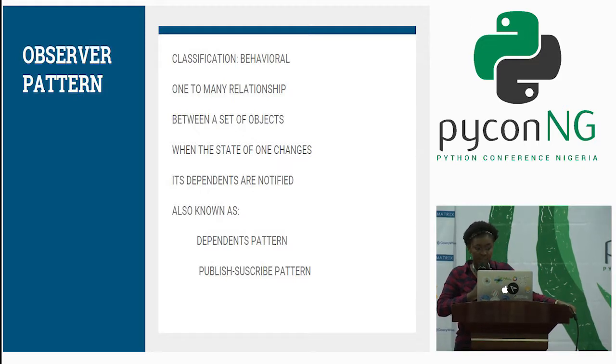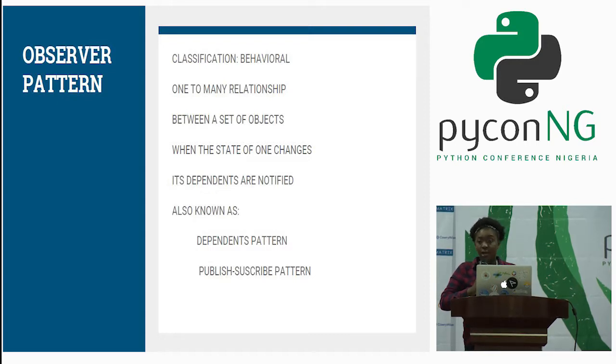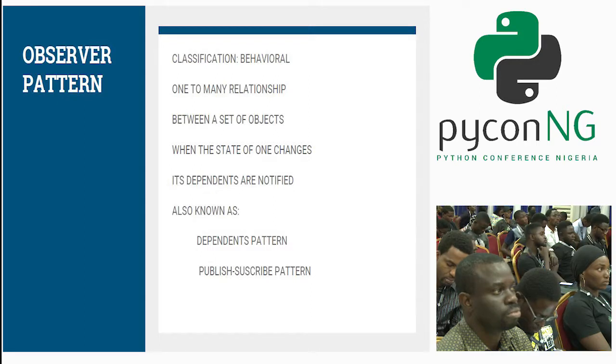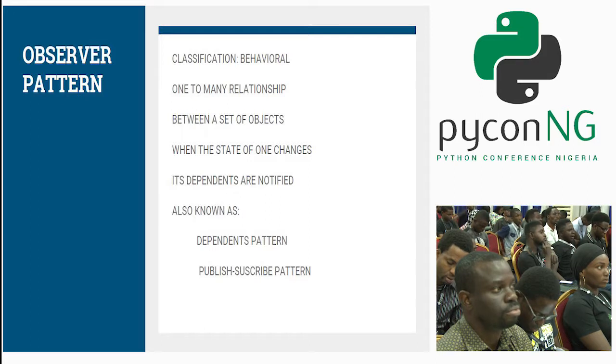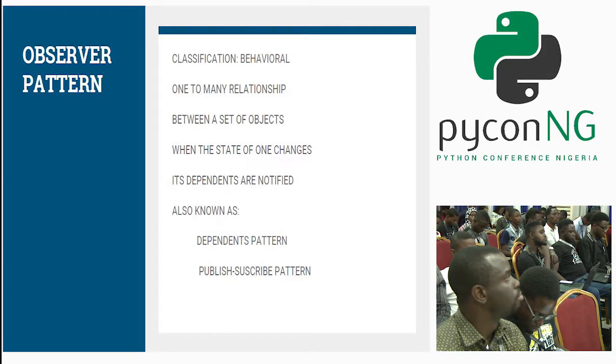Okay, let's keep going. This pattern can also be known as a dependent pattern or publish-subscribe pattern. Now, the example I wanted to use: this pattern, like the publish-subscribe pattern, is known for things like newspapers. Let's say Punch has a mobile app. This pattern can help fine-tune their process of notifying you when there is a new issue. Or let's say a blog. This can also help fine-tune the process of notifying you when there is a new post.